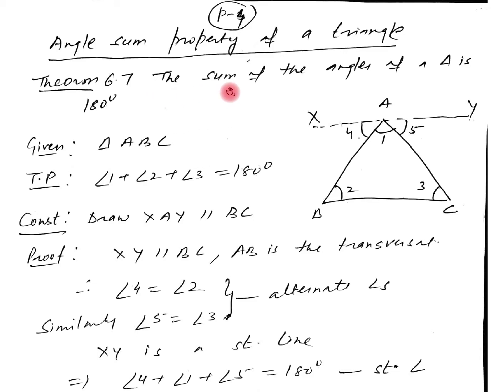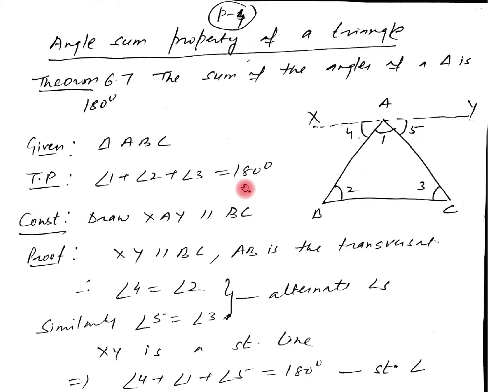Thus, we have to prove that the sum of the angles of a triangle is 180 degrees. Now it is a theorem, and it has different parts: given, to prove, construction and the proof. For given, we write triangle ABC. To prove: angle 1 plus angle 2 plus angle 3 equal to 180 degrees.